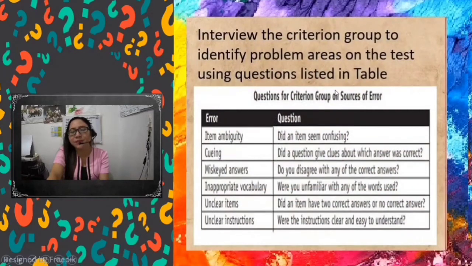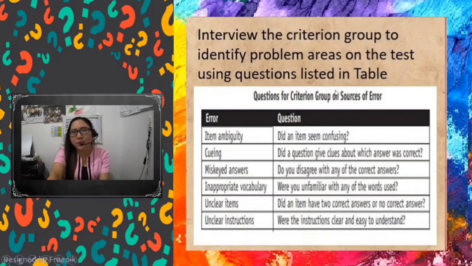Next, interview the criterion group to identify the problem areas on the test using the questions listed in the table. So you're going to conduct an interview using these questions in the table. Say for example, item ambiguity: did an item seem confusing? Cueing: did a question give clues about which answer was correct? Those questions that have clues for the students to easily know the right answer. Miskeyed answers: do you disagree with any of the correct answers?